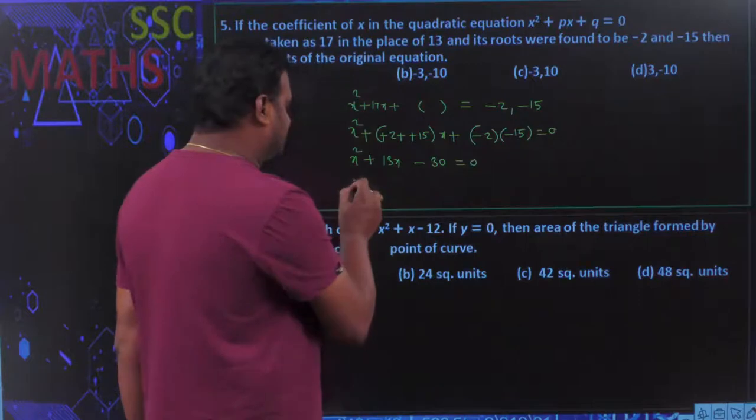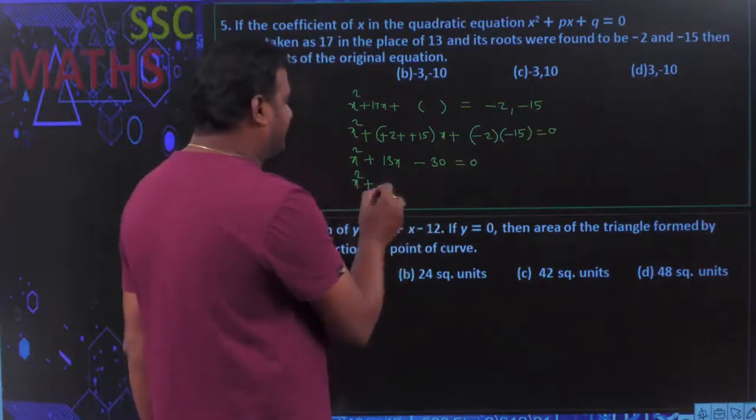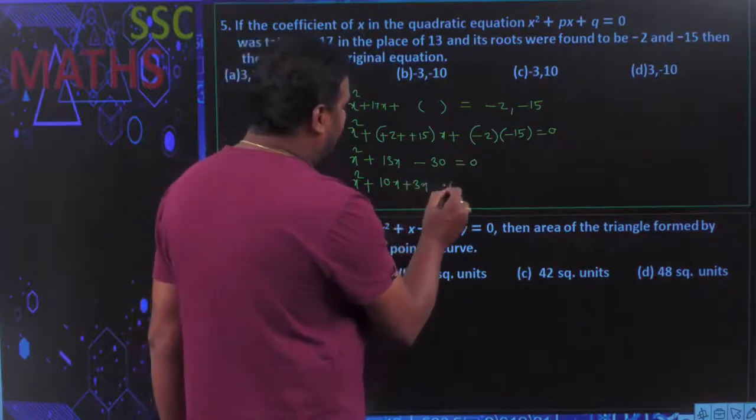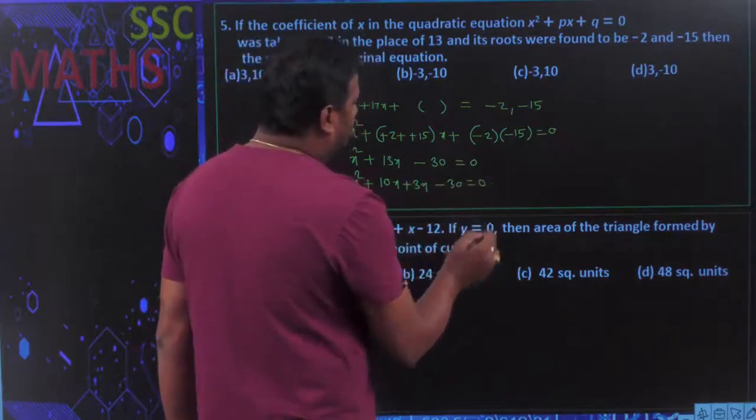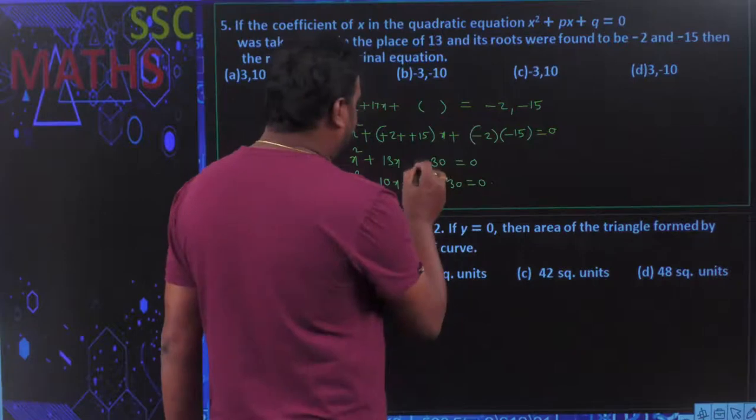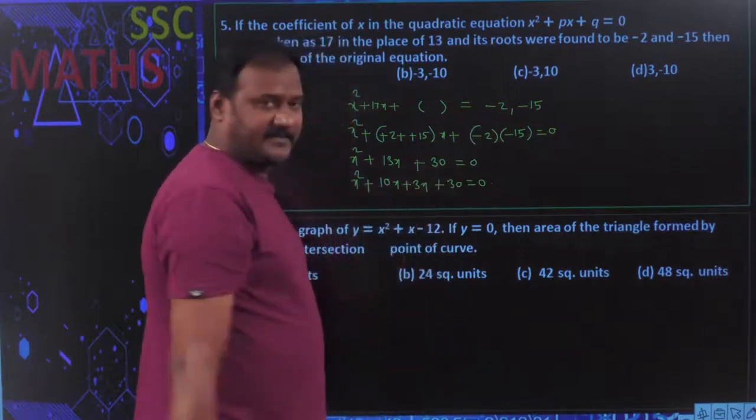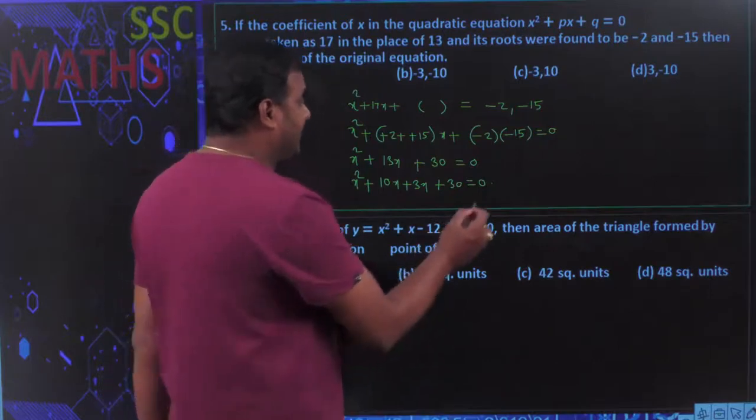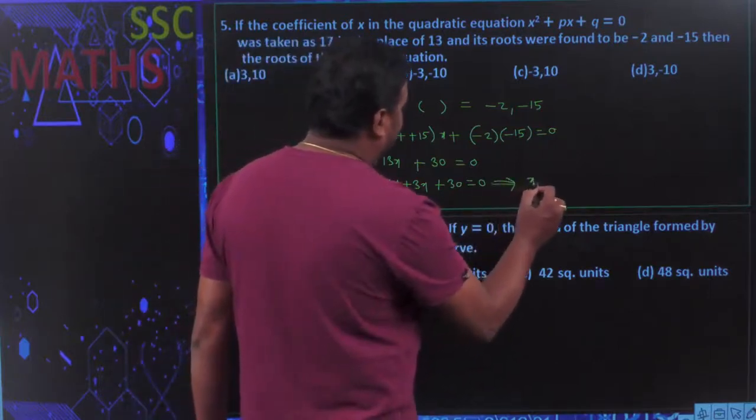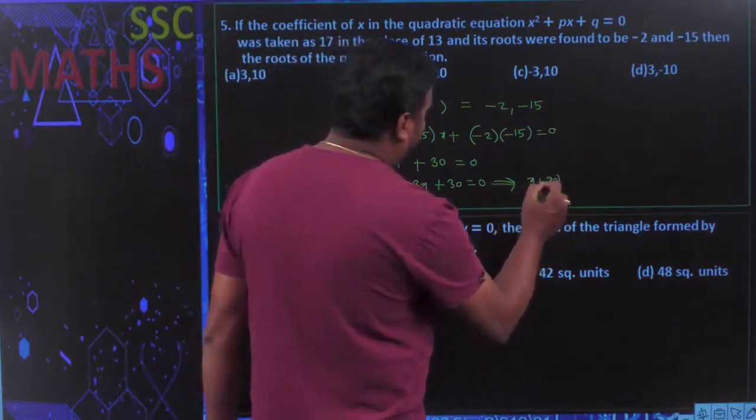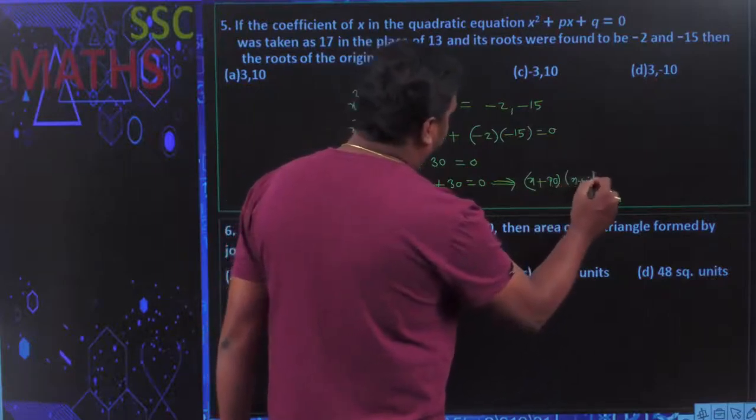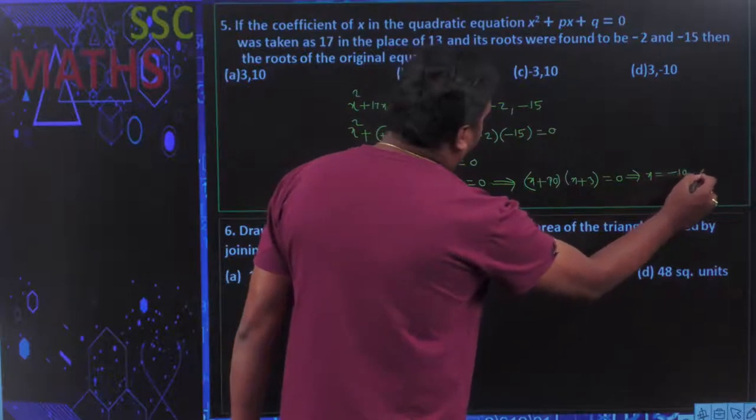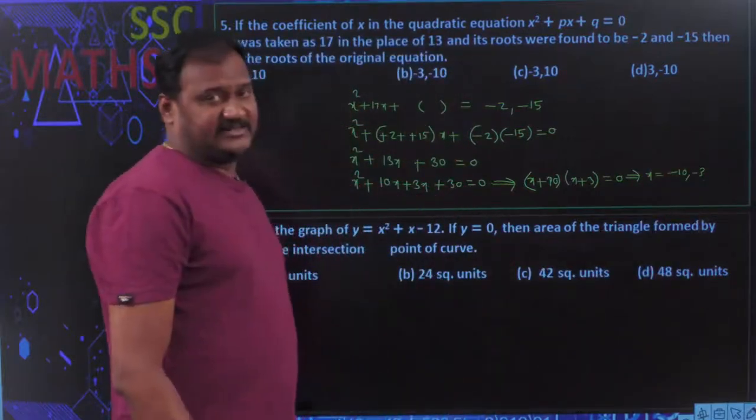If you observe, x square plus 10x plus 3x plus 30 is equal to 0. Since both of them are positive, it would be positive. Right? So x square plus 10x plus 3x plus 30 is equal to 0. Then what are the roots of this equation? x plus 10 into x plus 3 is equal to 0. Therefore, the values of x are minus 10 comma minus 3. They are the values of x.